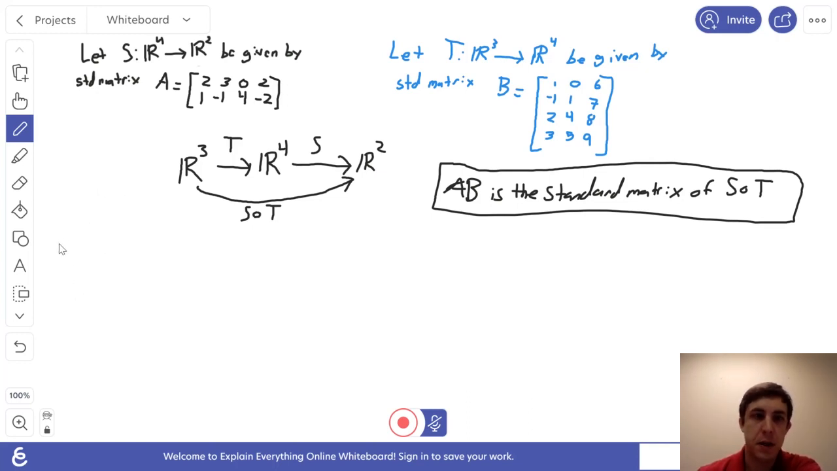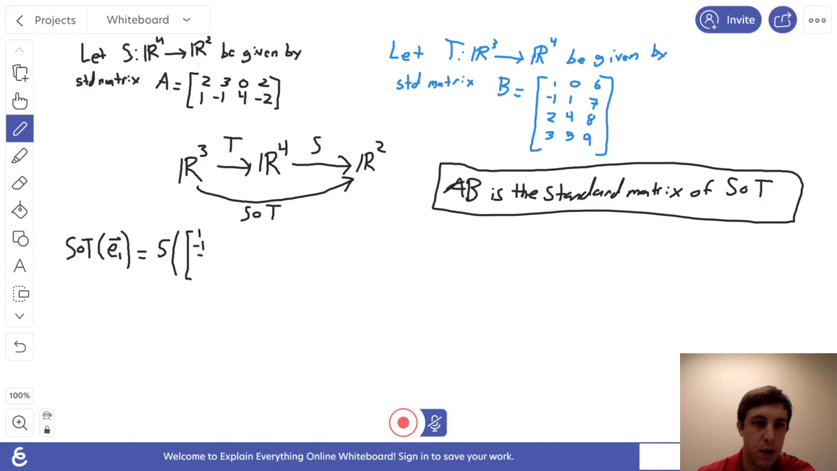All right, so how do we actually do this? The standard matrix's columns are just given by what happens to our standard basis vectors. So all we have to do is figure out what the map S composed with T does to our standard basis vectors. Let's start with our first standard basis vector, E1. First, we're going to plug it into T, and whatever we get out of there, we're going to plug into S. The good news is that it's very easy to plug E1 into T. We just have to look at the first column of the standard matrix for T, which we call B.